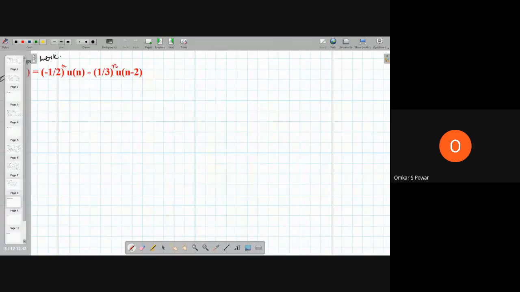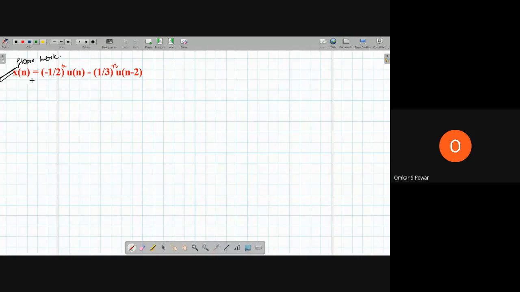Based on the same thing, I have given one homework problem for you. There I had taken 2 to the power of n in the previous problem. Here it is minus 1 to the power of n, with 1 by 3 as well. I just changed the numericals, but the technique is the same.